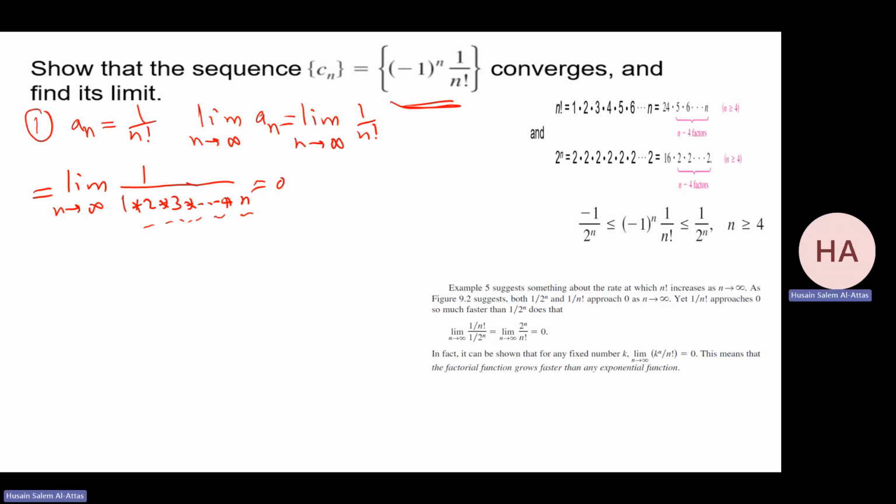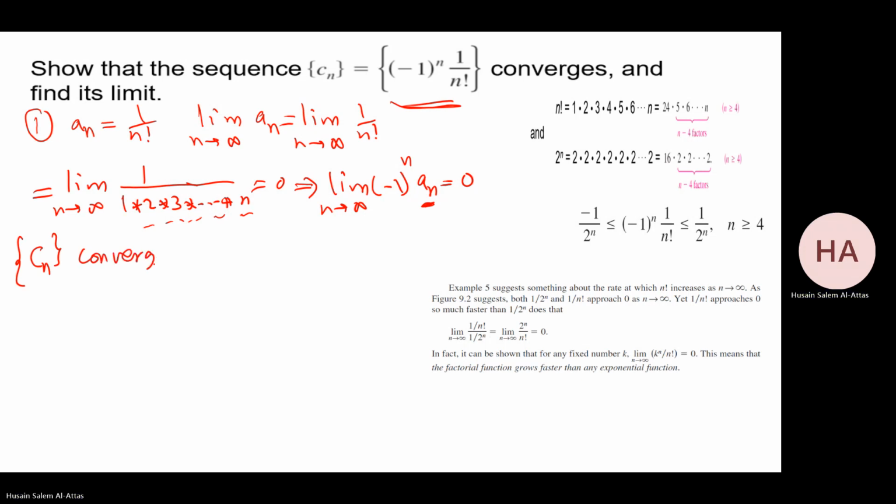So according to this rule, that means the limit as n goes to infinity of minus 1 to the power n times a_n, where a_n goes to 0, is equal to 0. So for sure, the sequence c_n converges to 0. This is one way, which is the easy way. There is another way, which is a little bit complicated.